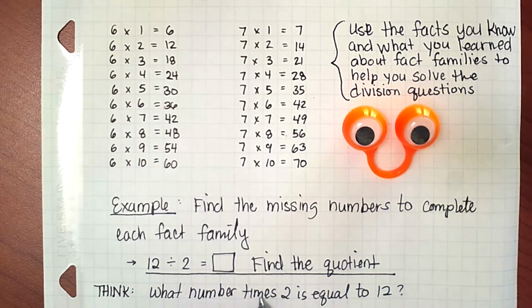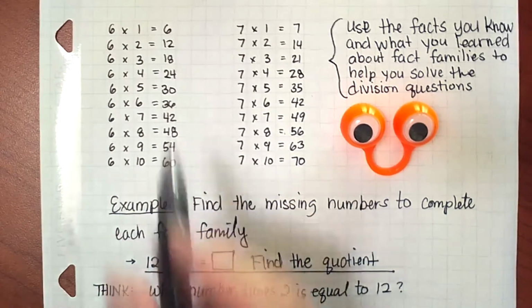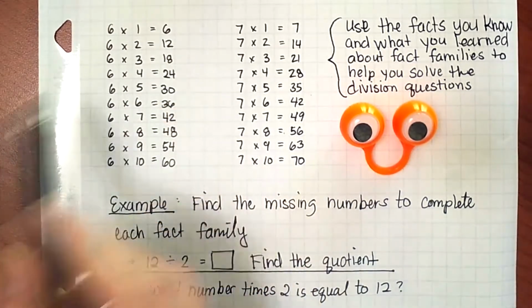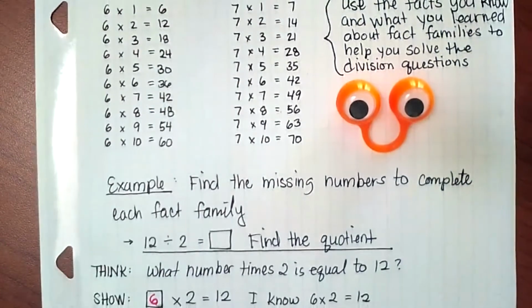So first I want to think, what number times 2 is equal to 12. So work backwards. Remember, use your multiplication facts, use what you know about fact families. So 12 divided by 2 is equal to a number. Think, what number times 2 is going to be equal to 12? Now I know from over here, something times 2 is equal to 12. Here I can see that 6 times 2 is equal to 12.